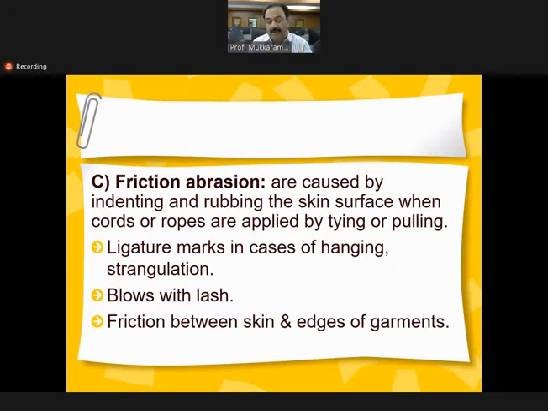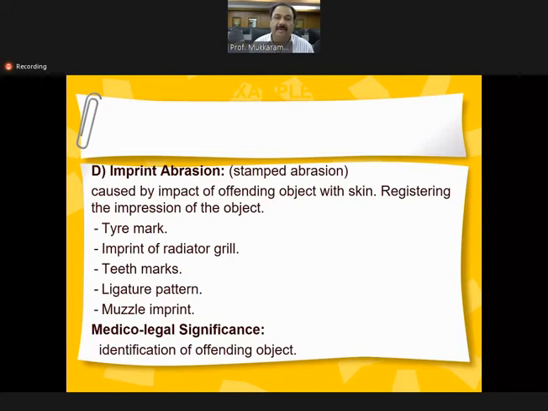I told you that when you bite the skin with your teeth and keep giving pressure for some time, the same kind of imprint marking will appear over it. You can catch a person with that. Just like when you bite an apple, the ligature mark will be visible. Blows with a lash, or friction between the skin and the edges of garments, etc. So this is brilliant. Imprint abrasion is a stamp type of abrasion.